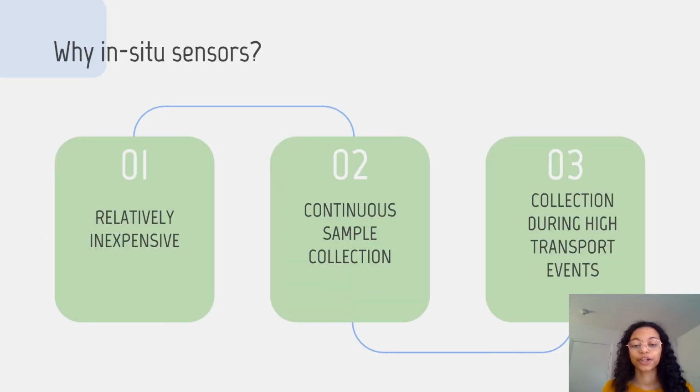One important feature of this project is that we're going to be using in situ sensors. These are sensors that we can place in a location and leave, and they will continue to collect and store data on their own. So that means we don't have to go and physically collect samples ourselves. They're relatively inexpensive, which means we can deploy more of them, and we can also measure multiple parameters at a singular location for a relatively low cost.